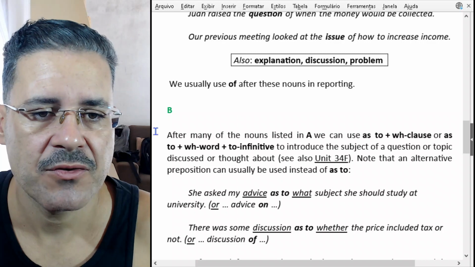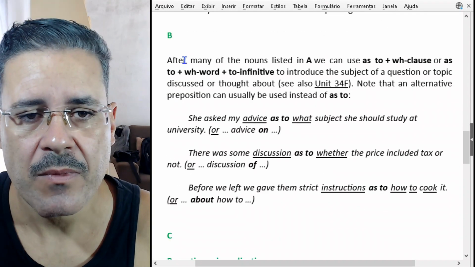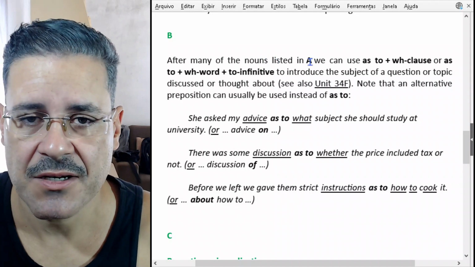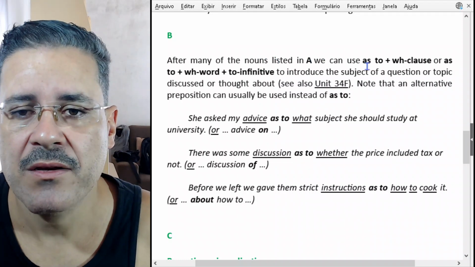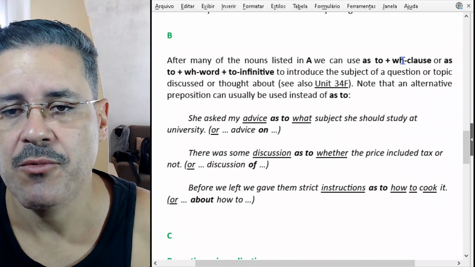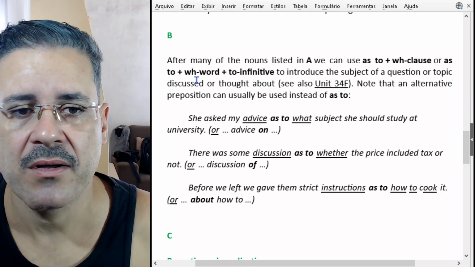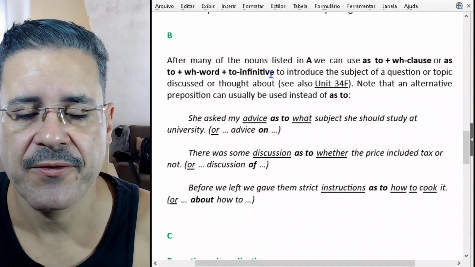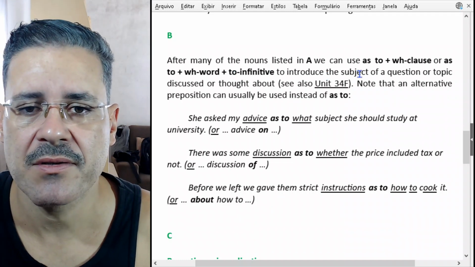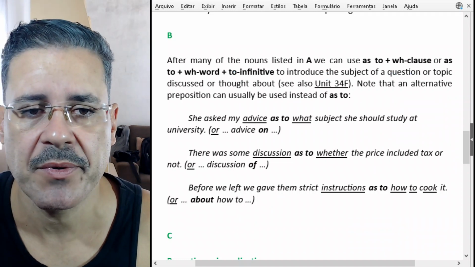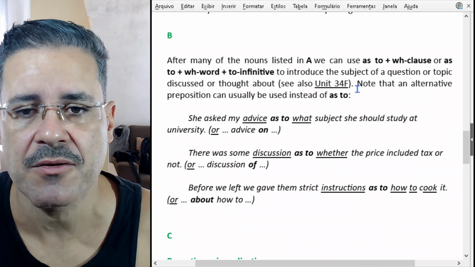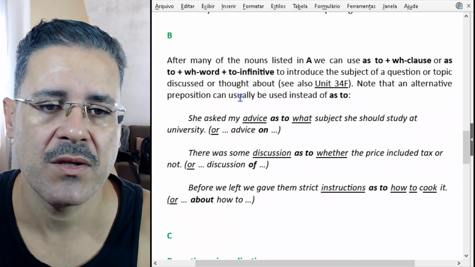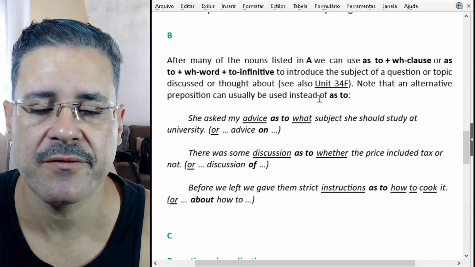Now moving on to section B. After many of the nouns listed in section A, we can use as to plus WH clause or as to plus WH word plus to infinitive to introduce the subject of a question or topic discussed or thought about. Note that an alternative preposition can usually be used instead of as to.